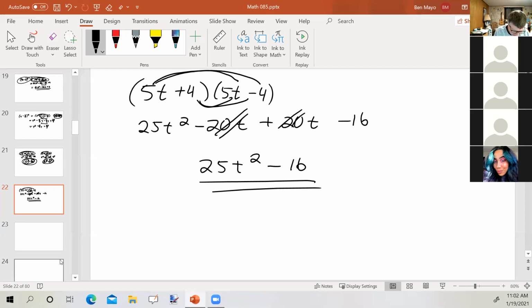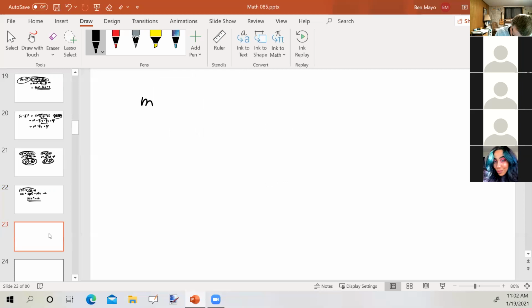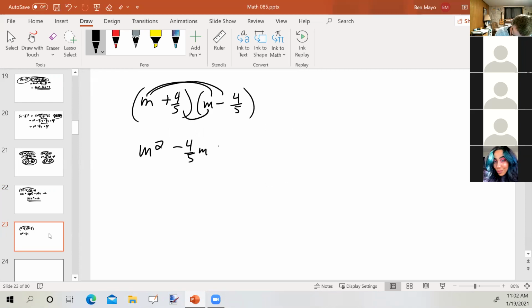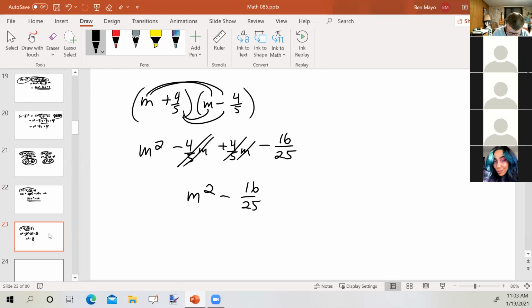Okay, let's take a look at this one. m plus 4/5 times m minus 4/5. So I'm going to get m squared minus 4/5 m plus 4/5 m minus, now again, we're multiplying two fractions together. So 4 times 4 over 5 times 5, 16 over 25. The two middle terms cancel out. m squared minus 16/25.